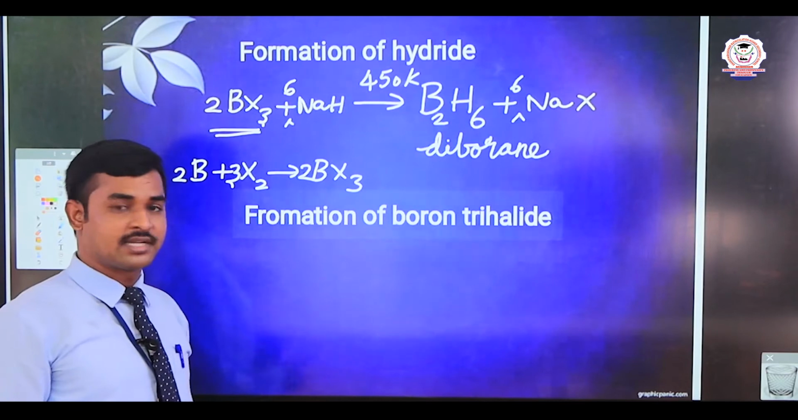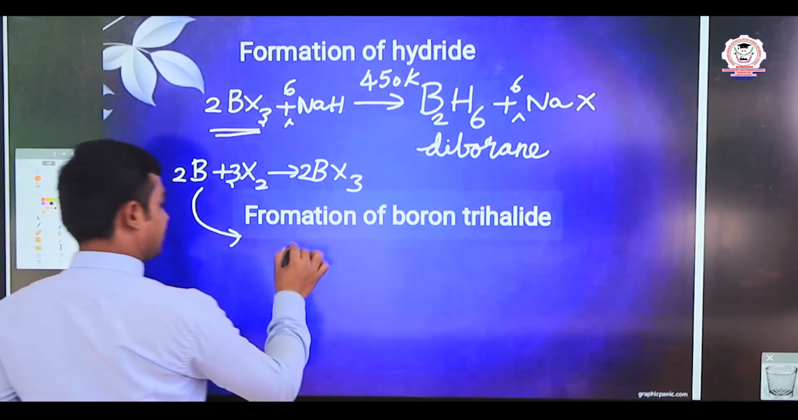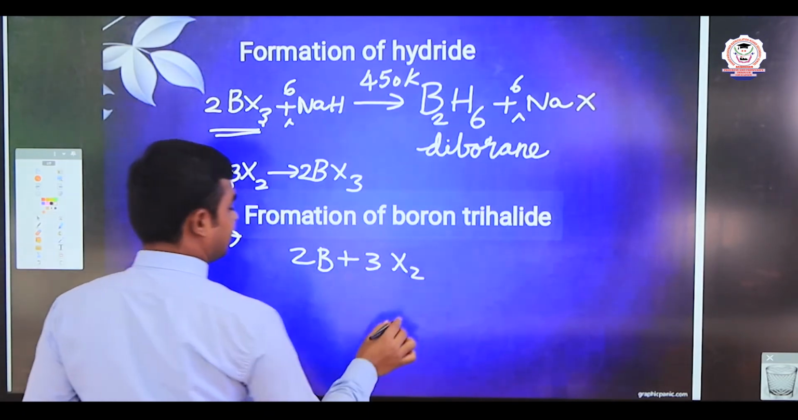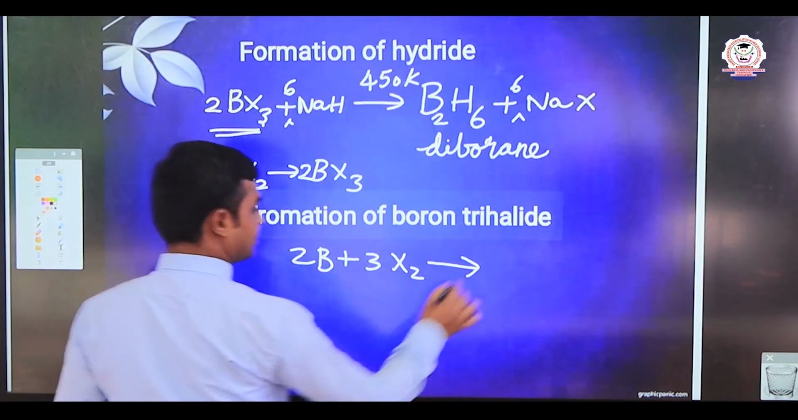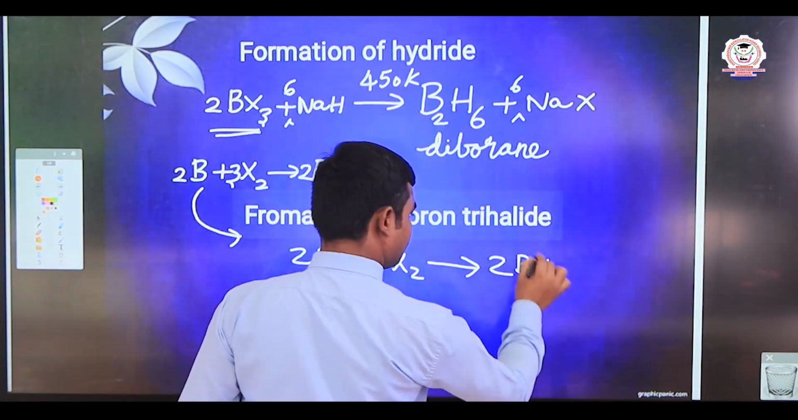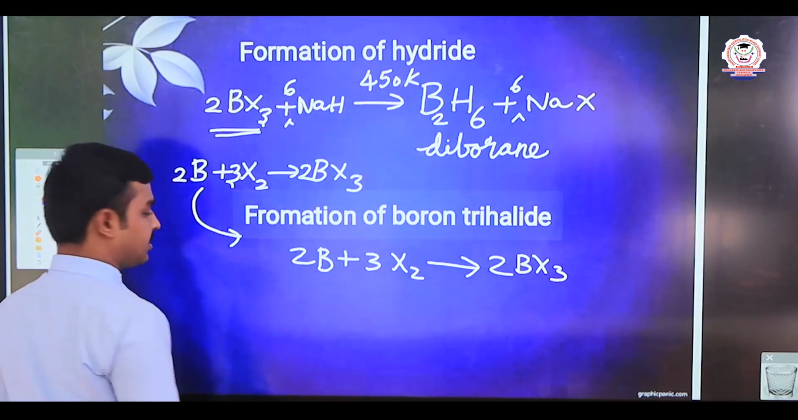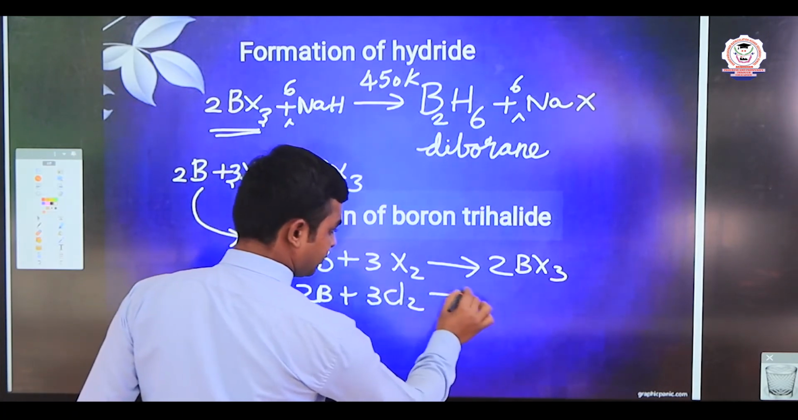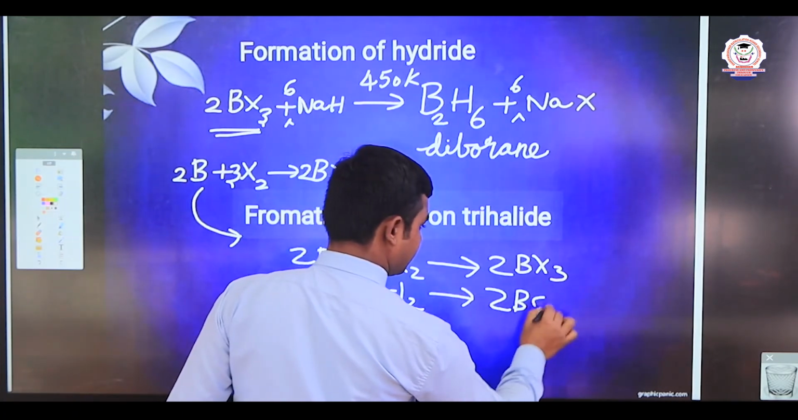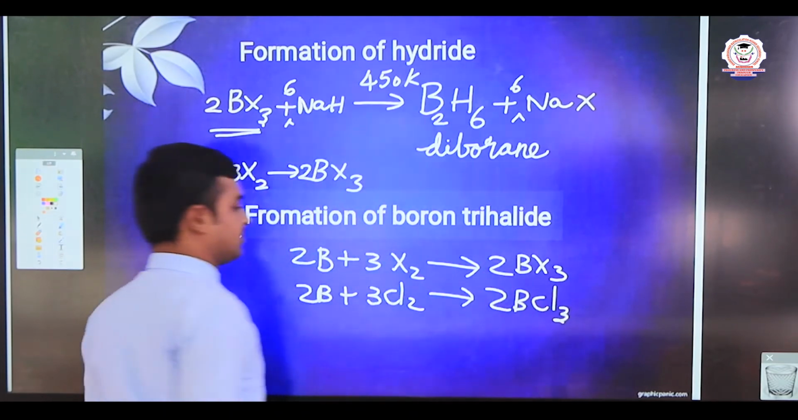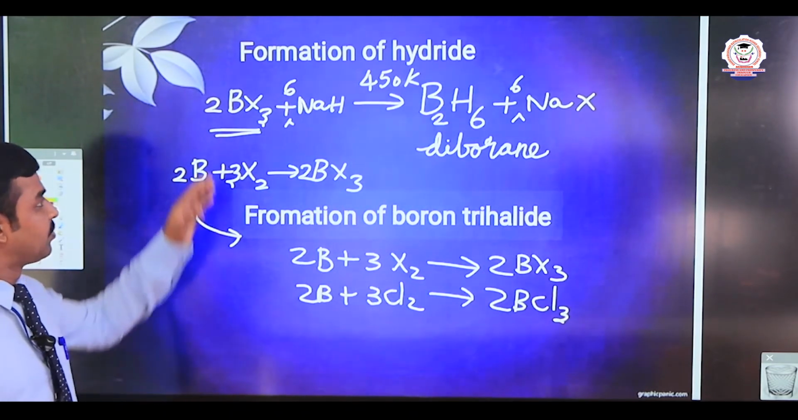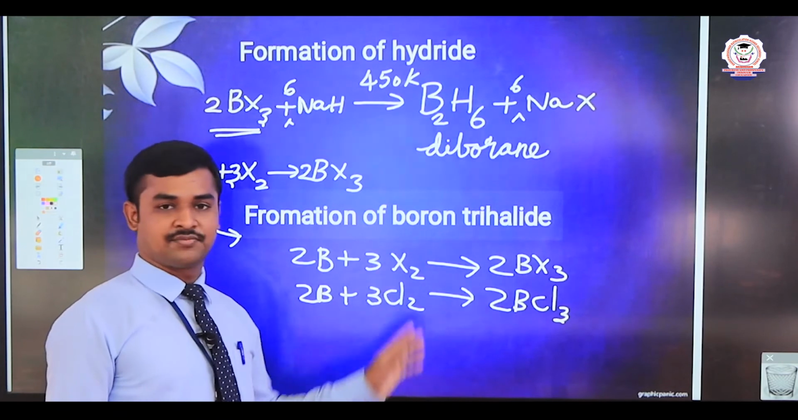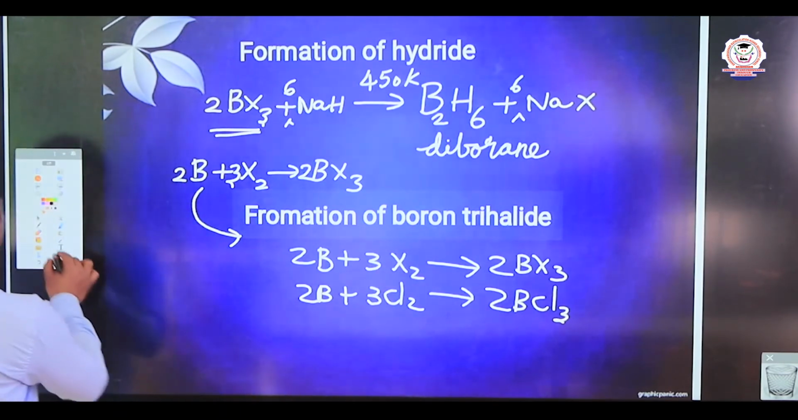How can we form boron trihalide? This reaction you can write. When 2 boron reacts with 3 halogen molecules, it can form 2BX3. For halogens, you can use chlorine also. 2 boron reacts with 3 Cl2, you can form 2 boron trichloride. So this is the reaction. So boron's chemical property, how it forms hydride and how it reacts with the halogens, is covered here. We can go to the next reaction of boron.